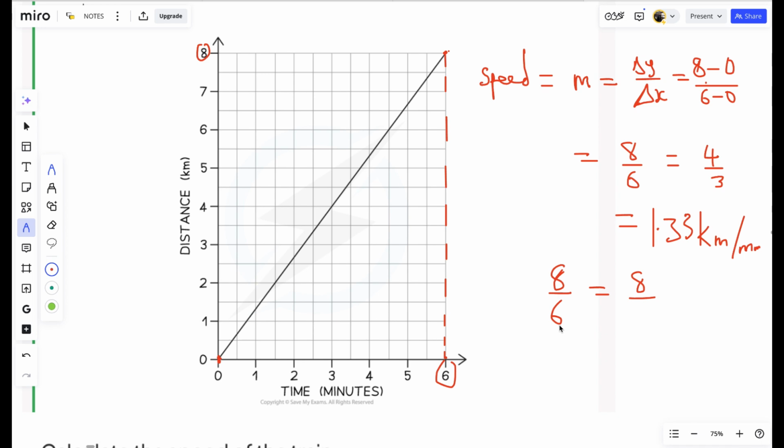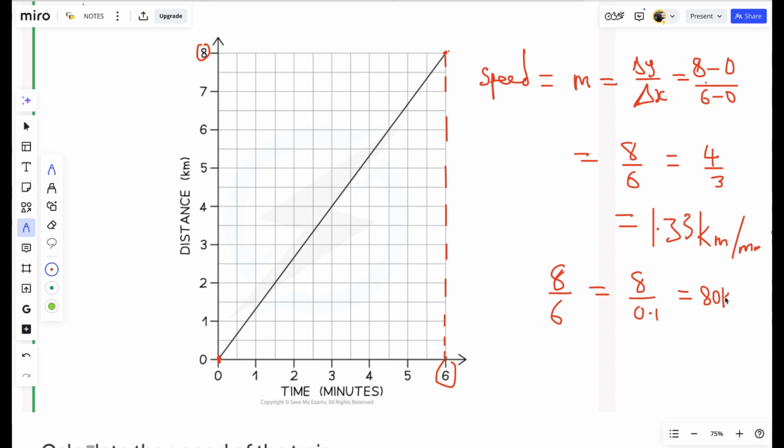6 divided by 60, what do we get? Because we want the answer in kilometers per hour, we get 0.1. So we say 8 divided by 0.1. 8 divided by 0.1, that will give us 80. So if you're doing it in kilometer per hour, you get 80, meaning the train was moving at a speed of 80 kilometers per hour.